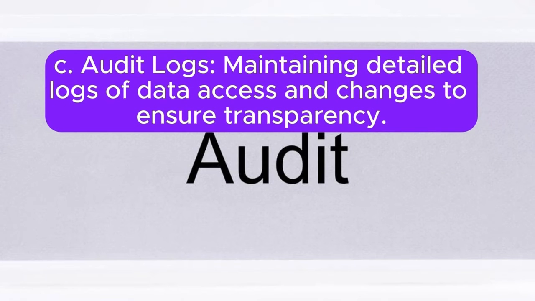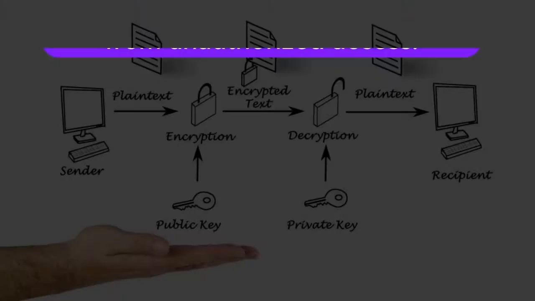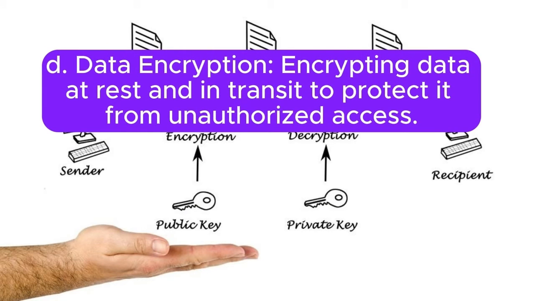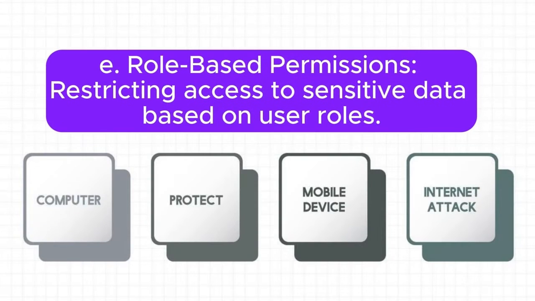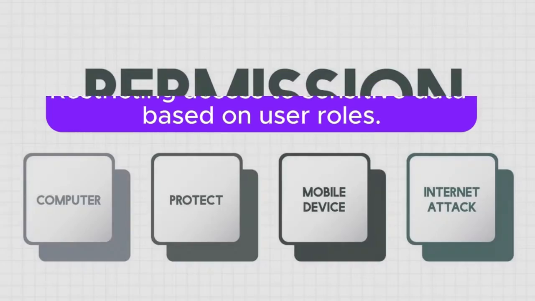C. Audit logs, maintaining detailed logs of data access and changes to ensure transparency. D. Data encryption, encrypting data at rest and in transit to protect it from unauthorized access. E. Role-based permissions, restricting access to sensitive data based on user roles.